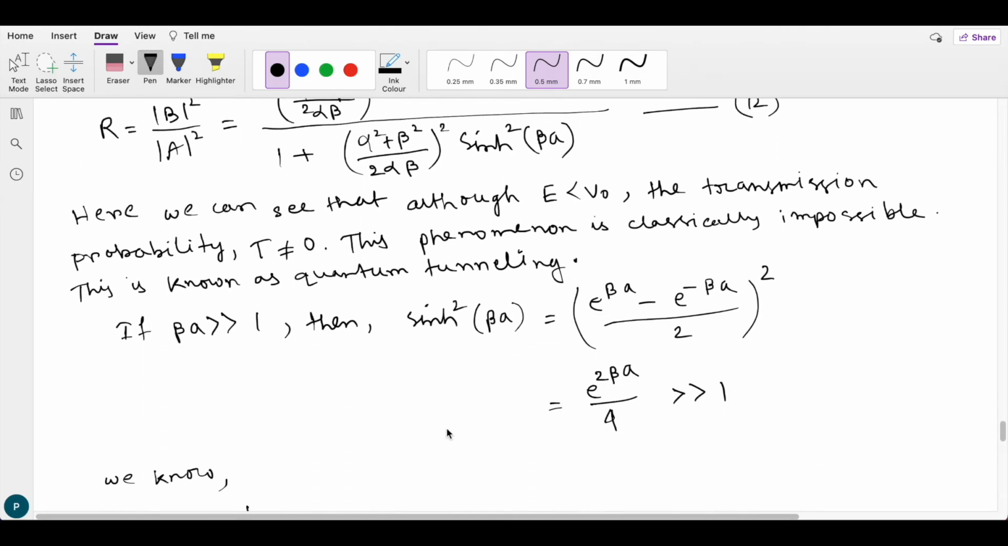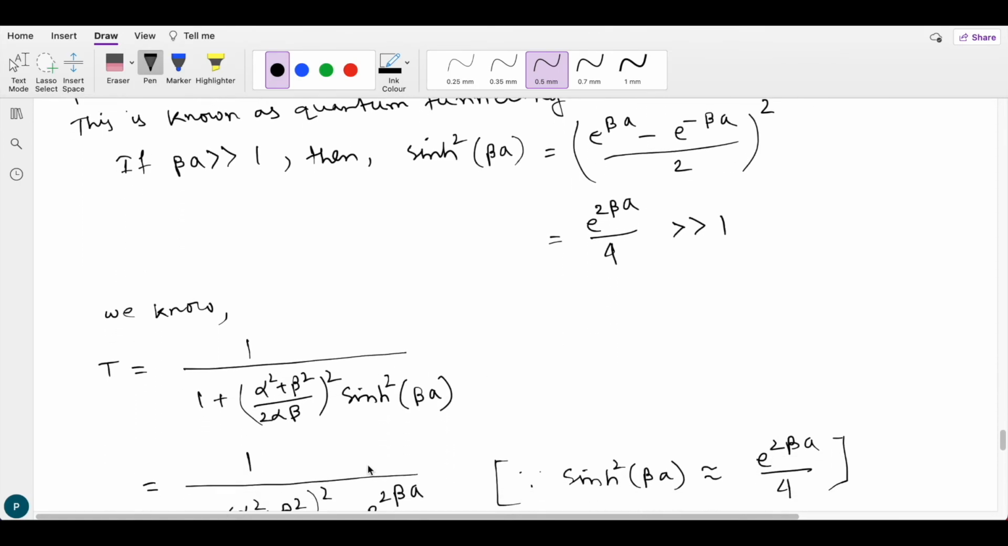Here we can see that although E is less than V naught, the transmission probability T is not 0. This phenomenon is classically impossible. This is known as quantum tunneling. If beta a is very much greater than 1, then we can approximate sin h square beta a by e to the power 2 beta a by 4, which is very much greater than 1.